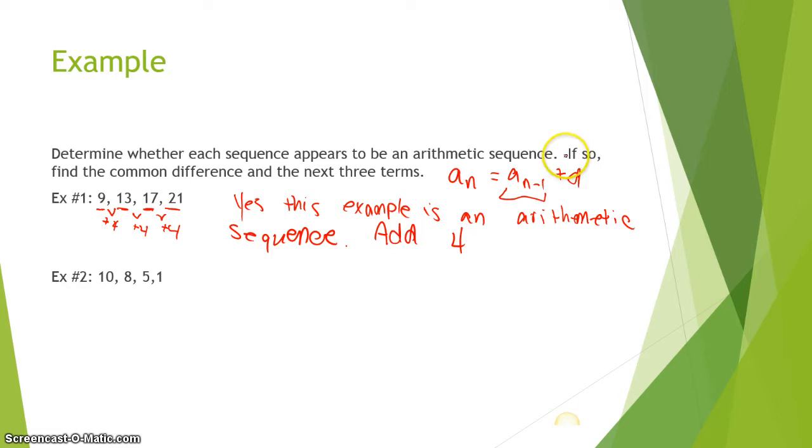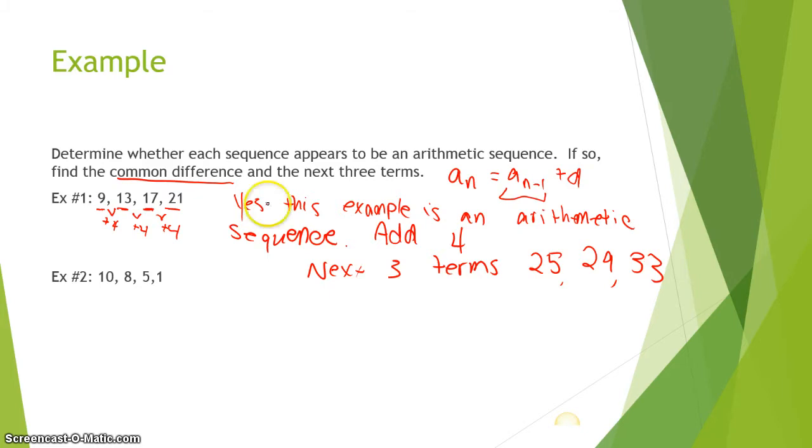Okay, so it says, if so, find the common difference. The common difference here is going to be adding 4. The next 3 terms: well, 21 plus 4 is going to give me 25. 25 plus 4 gives me 29. 29 plus 4 gives me 33. So those would be the next 3 terms for example number 1.